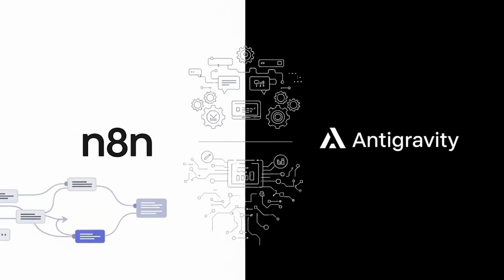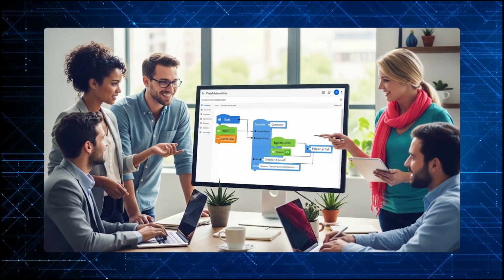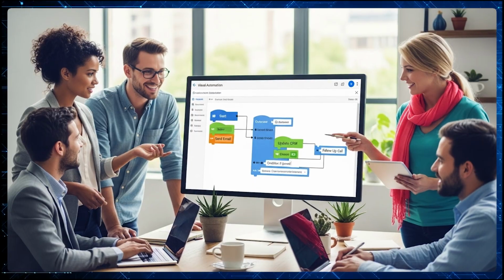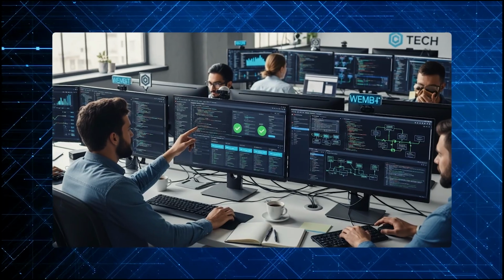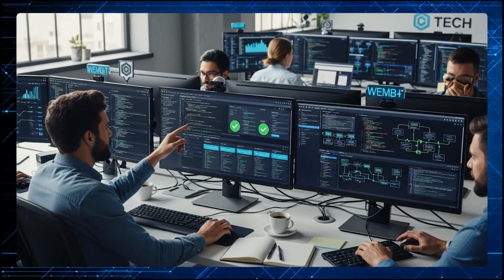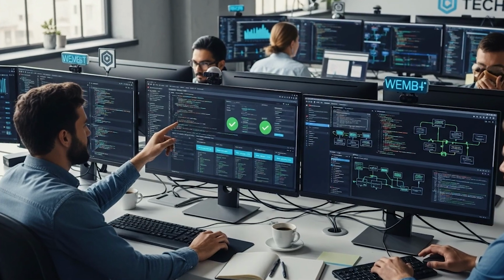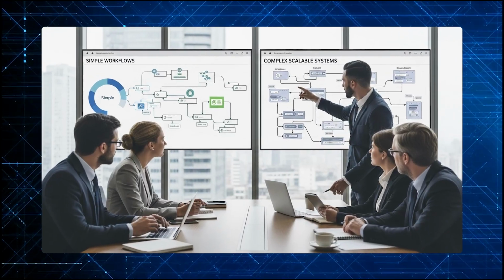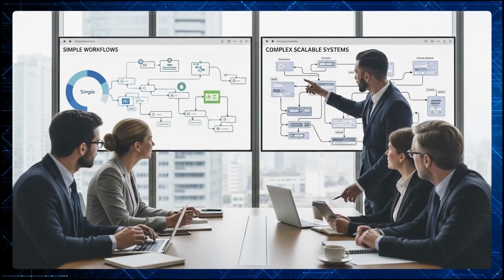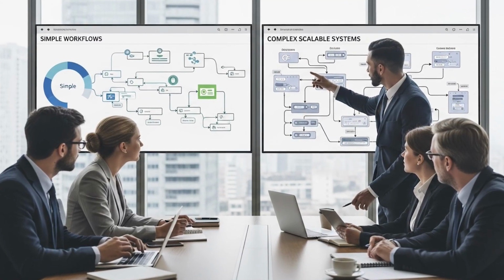Both n8n and Antigravity are powerful automation tools. n8n democratizes automation for teams that want simplicity and ease of use, while Antigravity brings advanced capabilities for developers and enterprise operations. Each has unique strengths, and the right choice depends on your workflow complexity, team skills, and scale requirements.